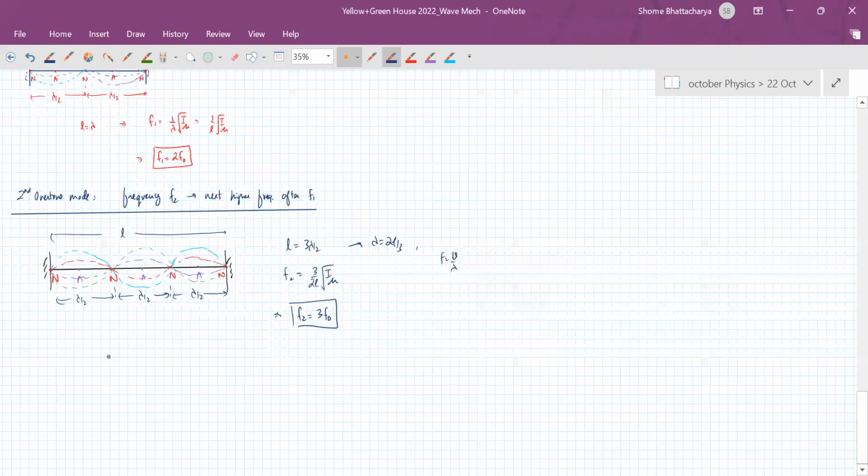Okay, so now as we look at this sequence further, we can understand that, for example, the third overtone mode will have a frequency which will become 4 times the fundamental. Because in this case, the length will be occupied by 4 half wavelengths. So lambda will become L by 2. So frequency will become 2 by L square root T by mu, which is 4 times.